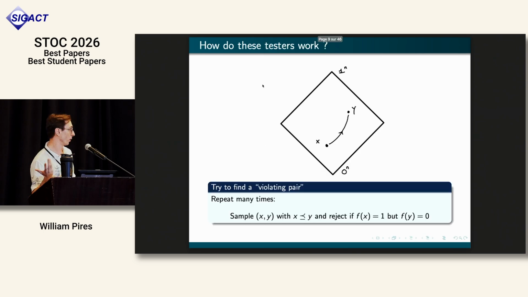So how do these algorithms work? They kind of all work the same way, so you're just going to repeat the following a bunch of times. You create 2 points, x and y, where x is below y in the ordering of the hypercube, and if f of x is equal to 1, but f of y is equal to 0, you can reject because for sure your function is not monotone.